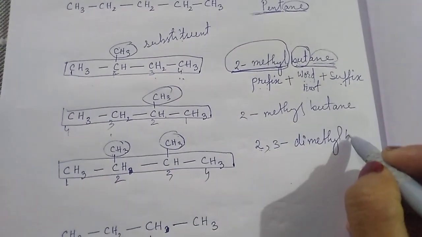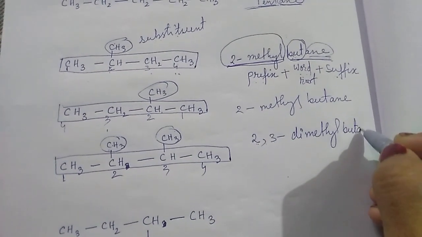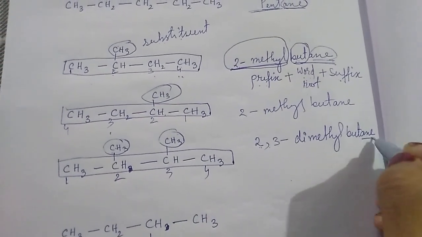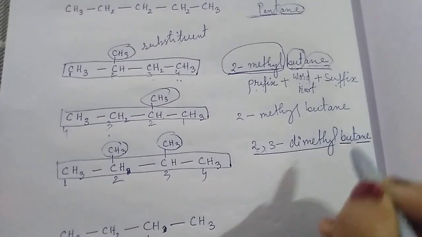Then what is the number of carbons here? 4, so the word root is bute. What is the nature of the chain? ANE. All are single bonded, so ANE. It is in the suffix. This is in the prefix. This is your word root. Okay.